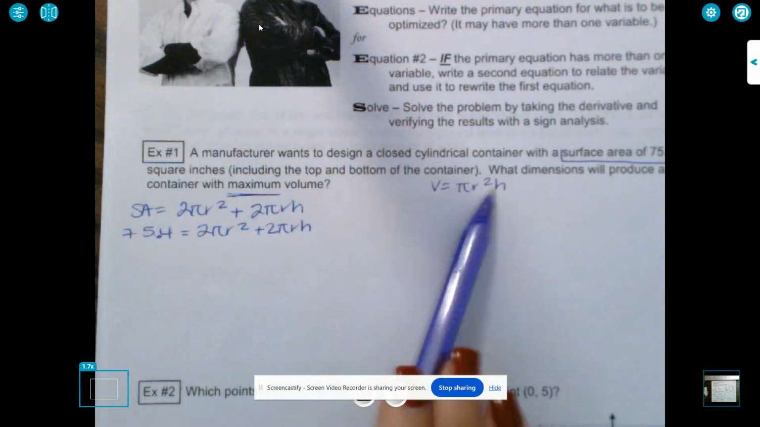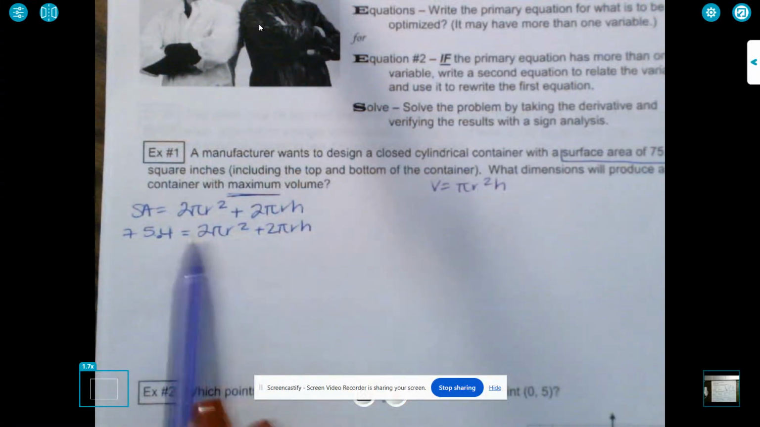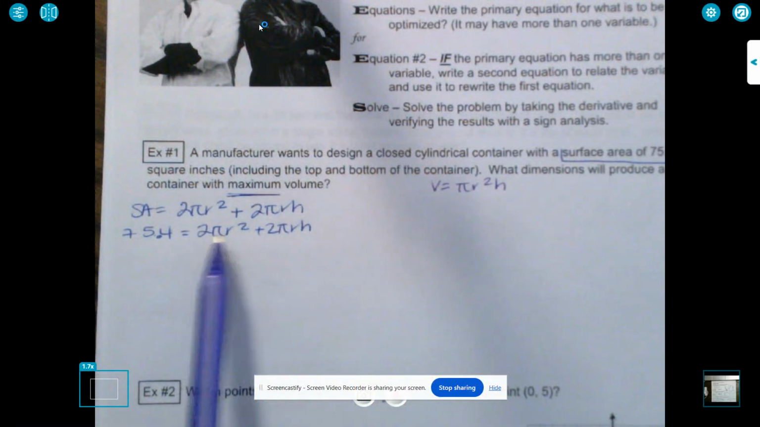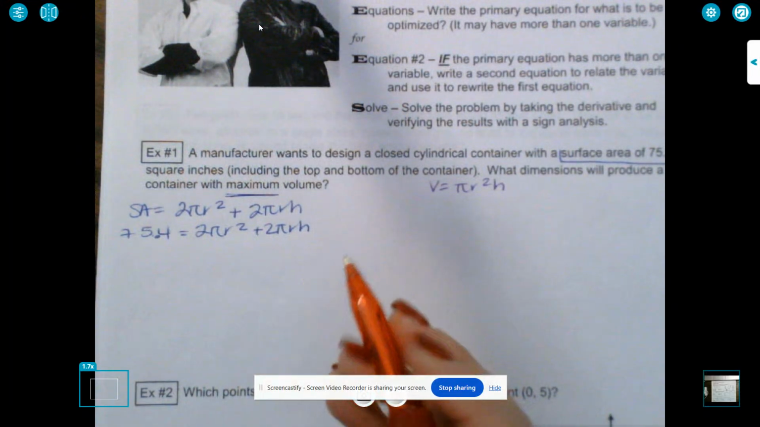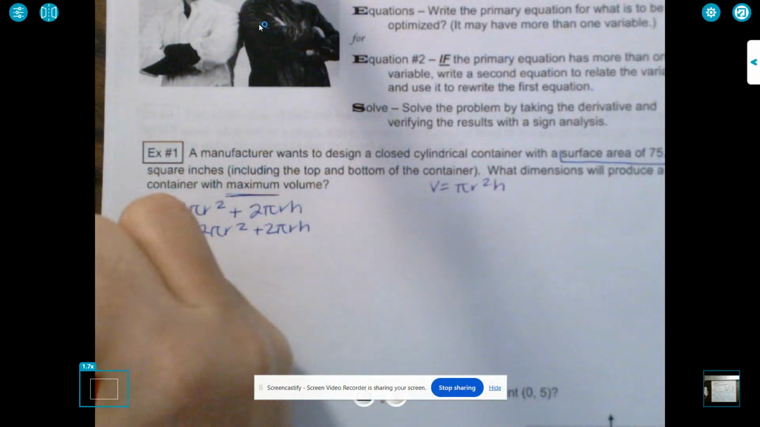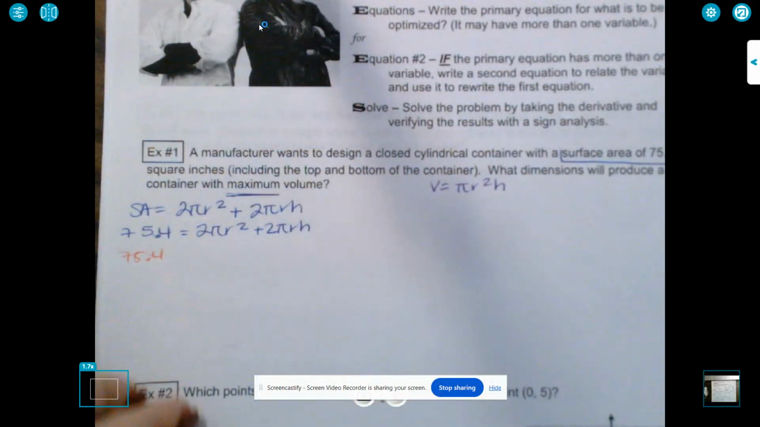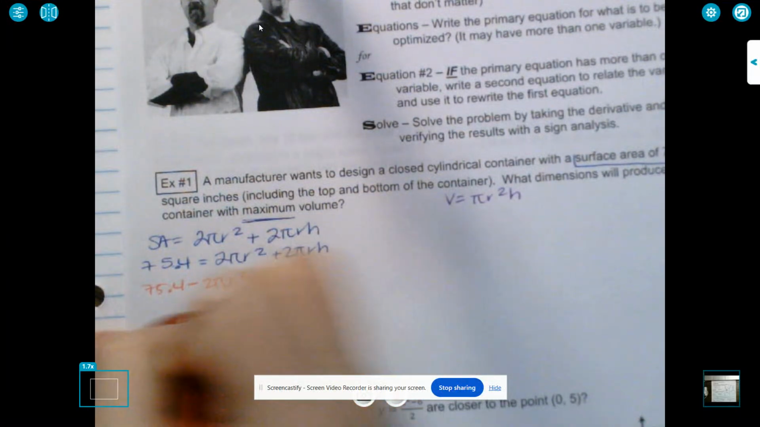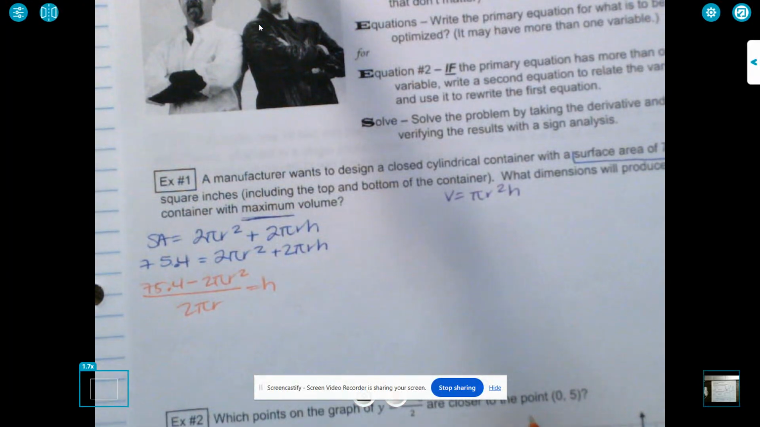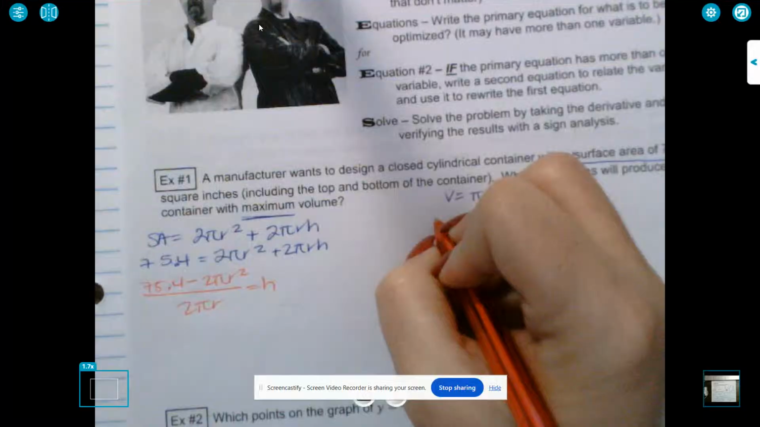All right, so we're going to replace one of these. I'm going to solve this equation over here for h. And the reason I chose h, you could have chose r. The reason I chose h is I only have one h. So that makes it way easier to get that by itself. Okay, so if I solve this equation for h, literally I'm going to move 75.4 minus 2 pi r squared divided by 2 pi r, and that would equal h. So now that can go over here into my h.